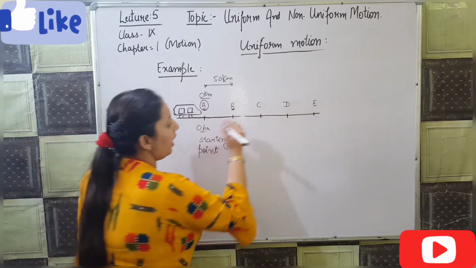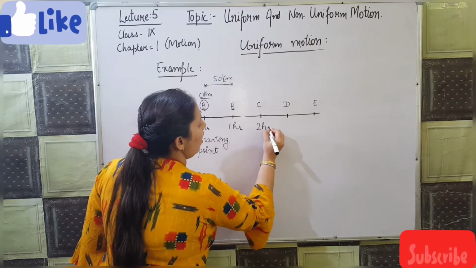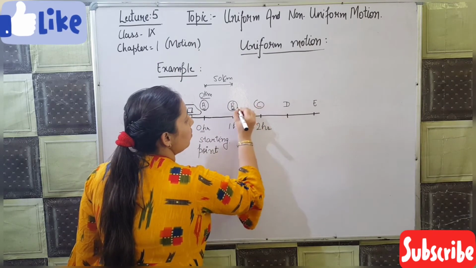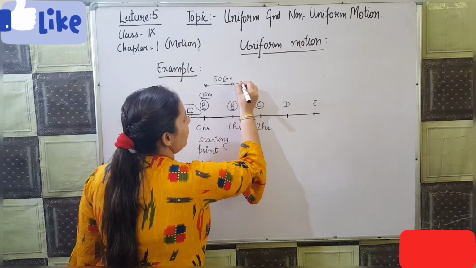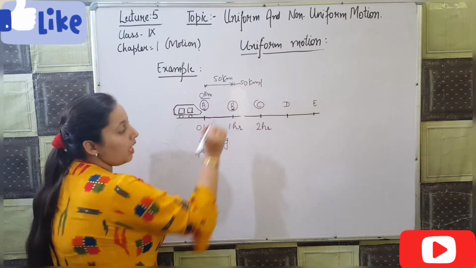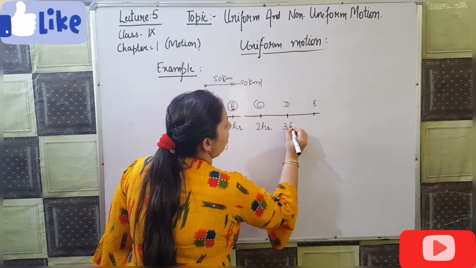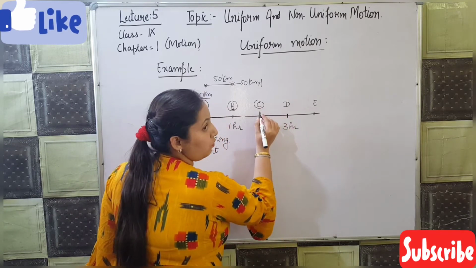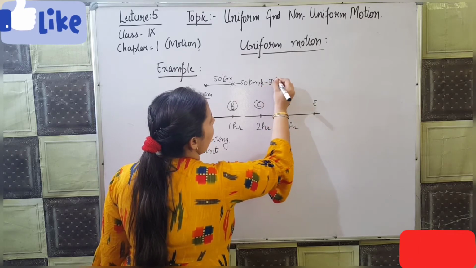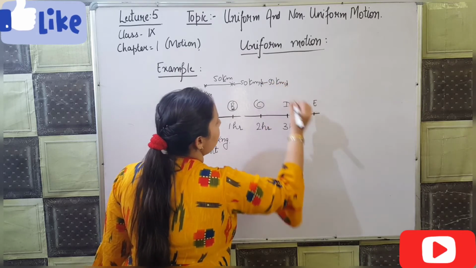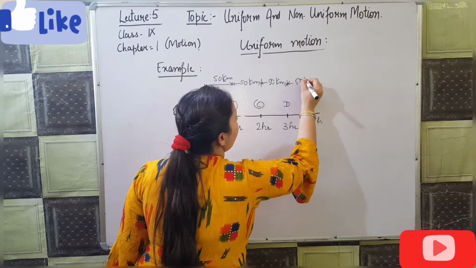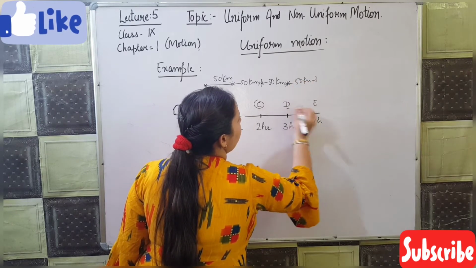Now, after another 1 hour, means here 2 hours, the position of the car changes from B to C and the distance travelled by it is 50 kilometer. Fine. In next hour, the position of the car now changes from C to D and it covers a distance of 50 kilometers. Similarly, next hour it covers the distance of 50 kilometer and its position changes from D to E.